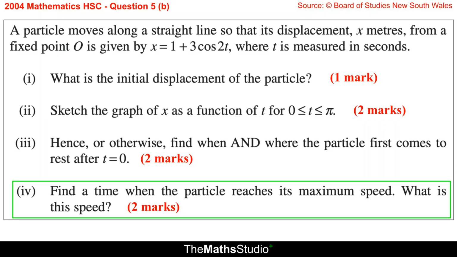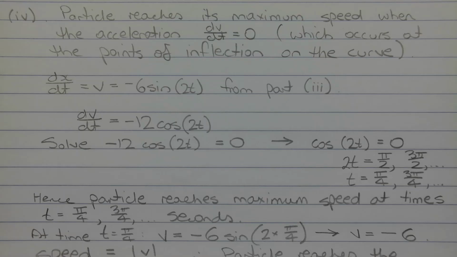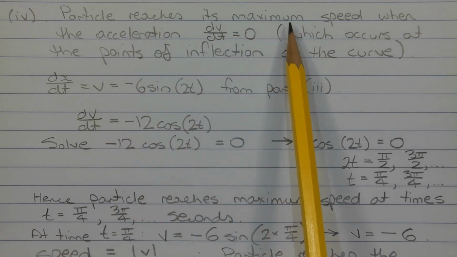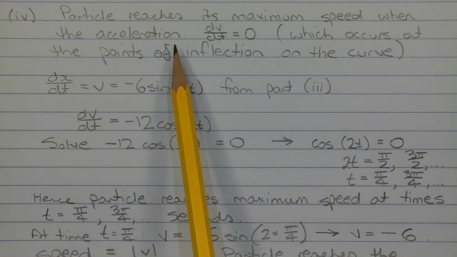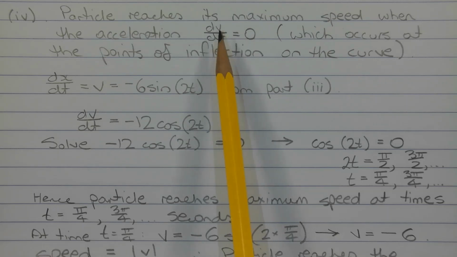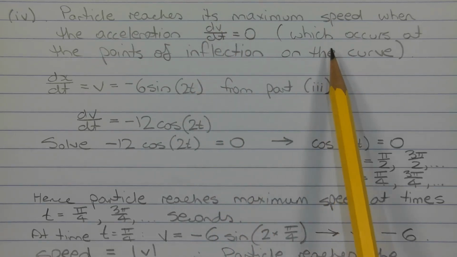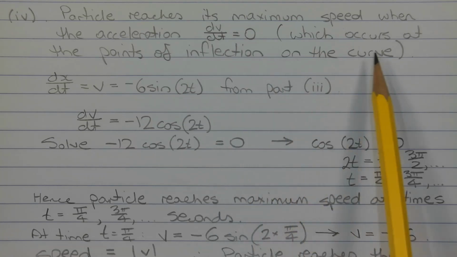Part 4. Find a time when the particle reaches its maximum speed. What is this speed? The particle reaches its maximum speed when the acceleration of the particle, dv/dt, in other words, the rate of change of the velocity with respect to time, equals 0. And that occurs at the points of inflection on the curve.